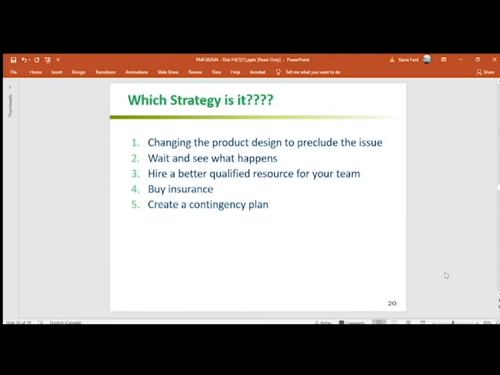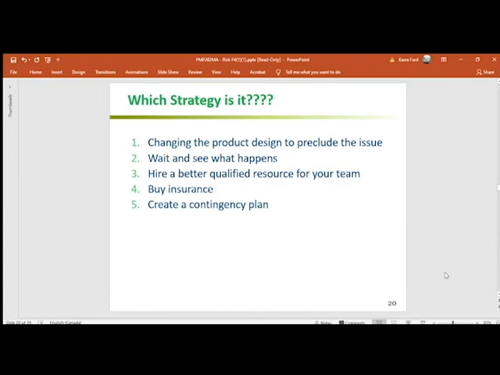So let's do a quick exercise here. We have a few scenarios here, and we want to know which strategy each one is. Changing the product design to preclude the issue. This will be an avoidance strategy because we're changing the design, and now the whole cost for the potential risk is going to go away. Wait and see what happens. This is an acceptance strategy. We just wait to see what happens.